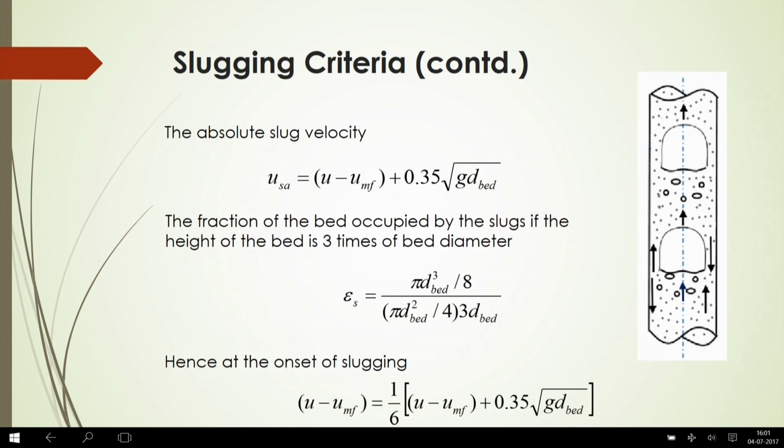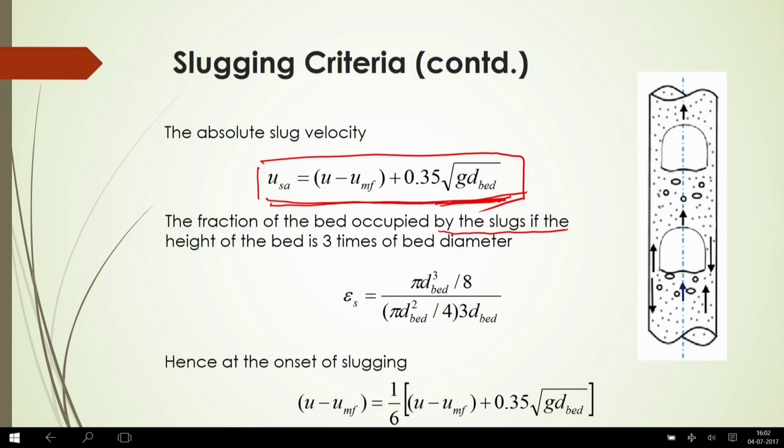Another important point is that the absolute slug velocity can be calculated from that mass balance equation, and also based on the rising velocity of the slug. The absolute slug velocity will be equal to u minus u_mf plus 0.35 times the root over g d_B. From this equation you will be able to calculate the absolute velocity of the slug, and the fraction of the bed occupied by the slug if the height of the bed is 3 times the bed diameter.